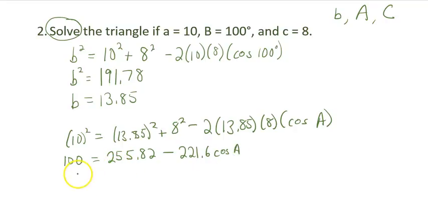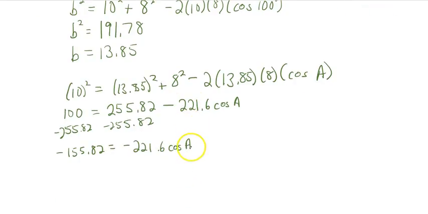And so I want to then subtract the 255.82. And that's going to give me a negative 155.82. And that's going to equal the negative 221.6 times the cosine of A. Need a little more room. Divide. So I have a positive 155.82 over 221.6. And again, it's positive because I had a negative divided by a negative, so it's got to be positive.